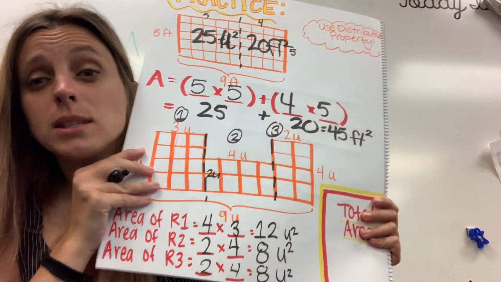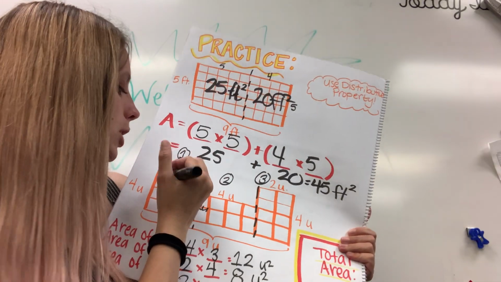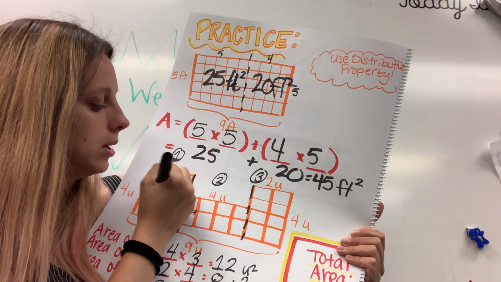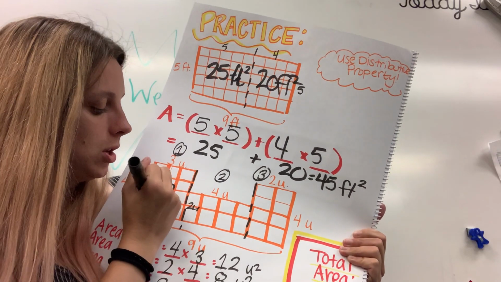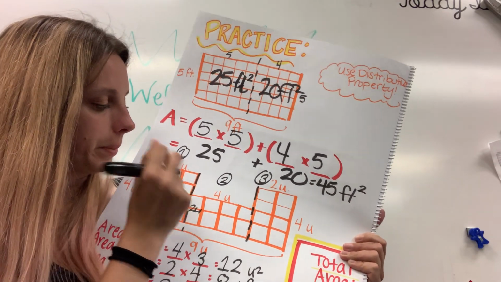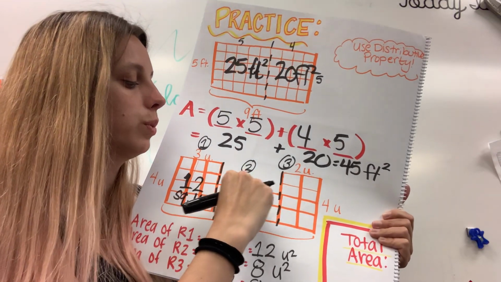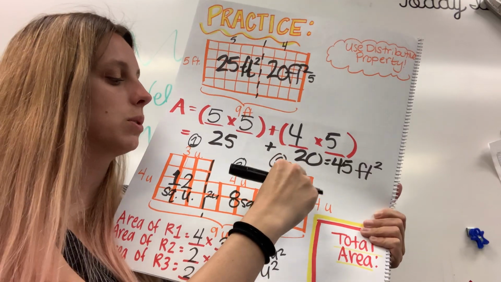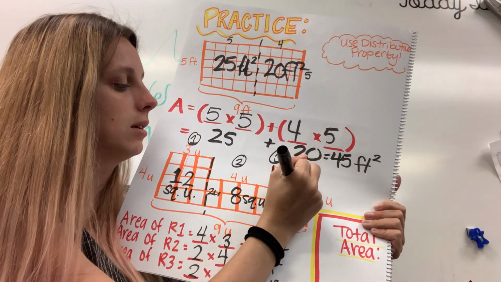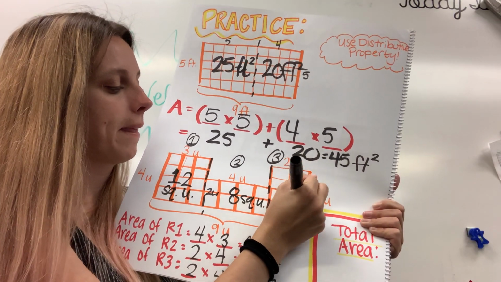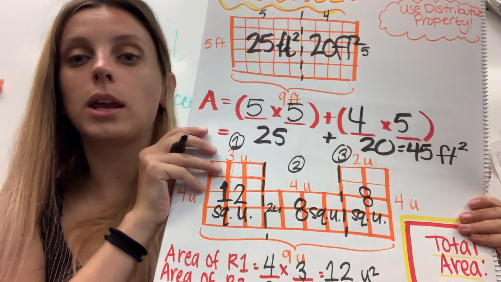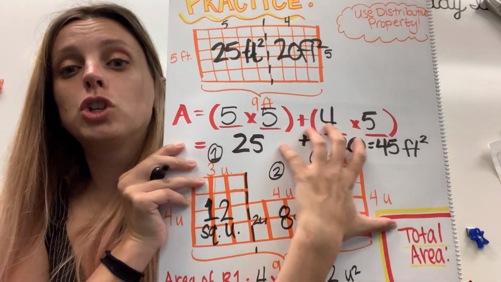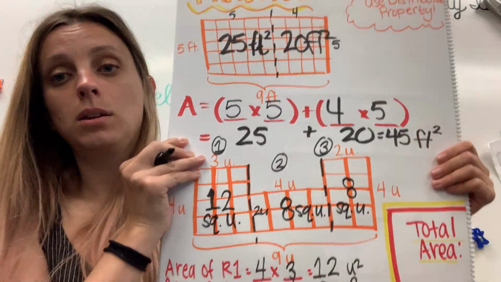All right, so this is awesome. We found out that the area of this section would be 1, 2, 3, 4, 5, 6, 7, 8, 9, 10, 11, 12. Checking my math, 12 square units. We know that this section would be 2, 4, 6, 8 square units. And this section would be 2, 4, 6, 8 square units. But they don't want to know just the area of these 3 separate rectangles that we made. They want to know the area of the total combined rectangles.